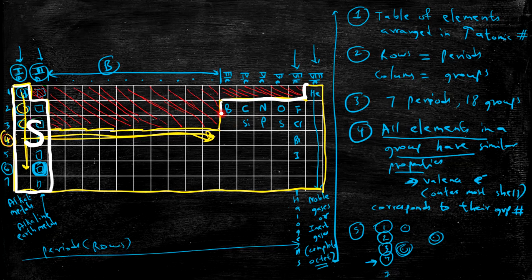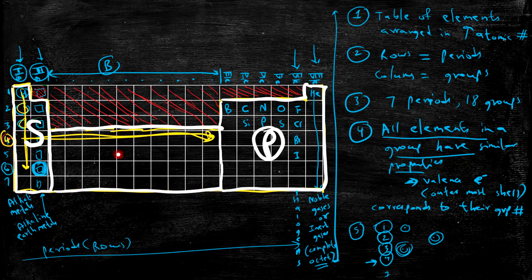Then this group of elements here are called the P block elements, because the valence electrons are added in the P block. So these are the P block elements. And then this group here in between, the B group, this here, are called the D block elements.